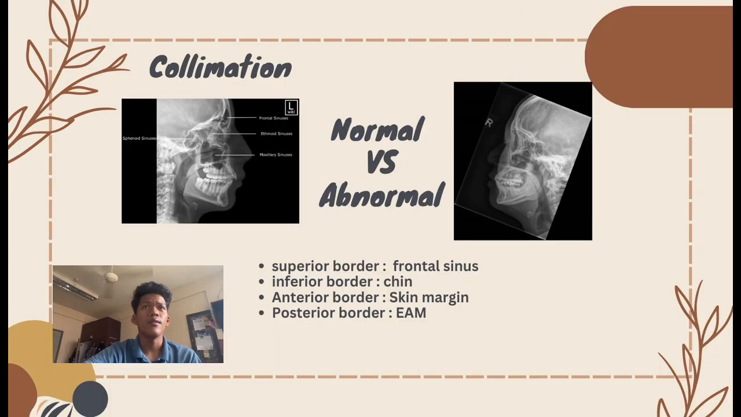Okay, next we'll move to collimation for the normal and abnormal radiograph. For me, both radiographs have the same collimation. The superior border includes the frontal sinus. The inferior border includes the chin. The anterior border is the skin margin, and the posterior border is at least the external acoustic meatus.